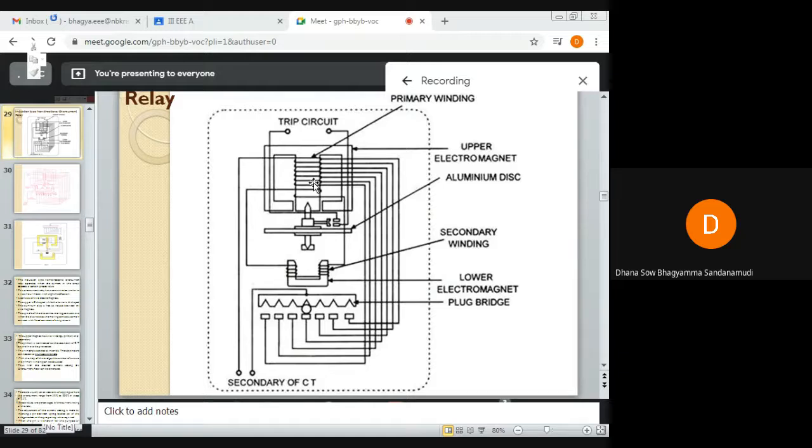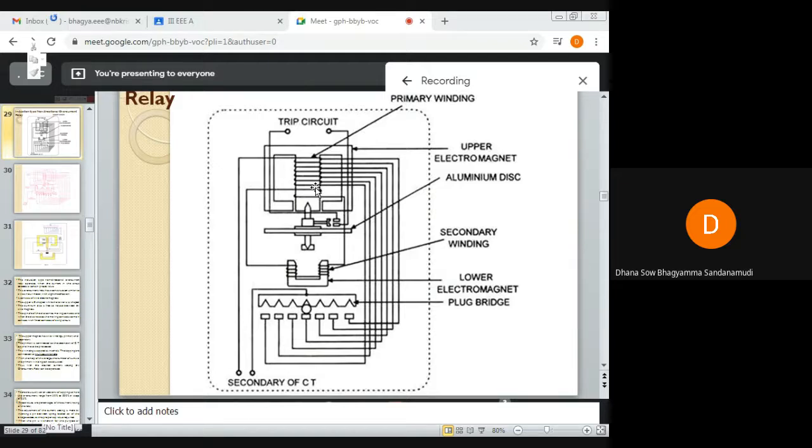Or in simple words, if you want to vary the time of operation of the relay, we are providing the tapping. Usually there are 7 sections of tapping to have the overcurrent range from 50% to 200% in steps of 25%. So in order to have that range, the tapping is usually provided in 7 sections.